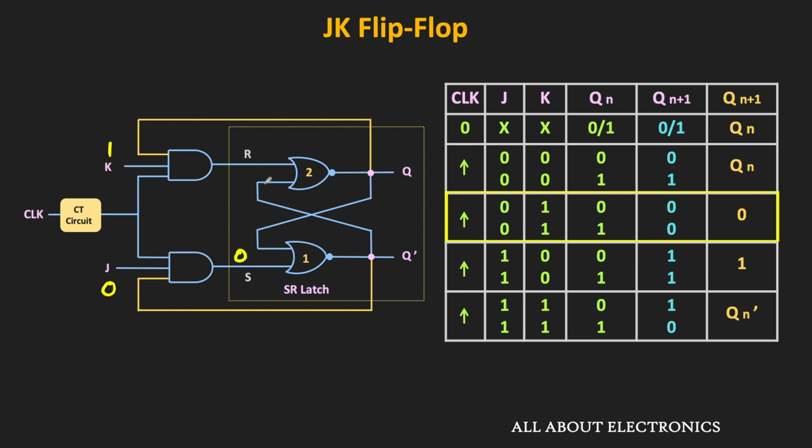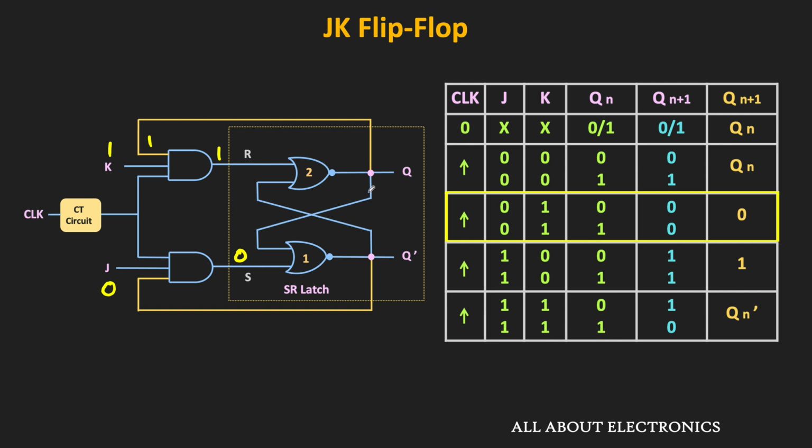But the output of this upper AND gate will depend on the value of Q. If Q is 1, then the output of this AND gate will also be equal to 1. In that case, R is 1 and S is 0. Therefore, this flip-flop will get reset to 0. That means in this condition, the Q output will be 0.